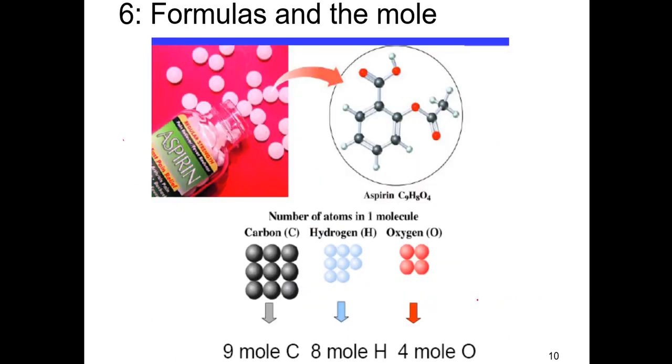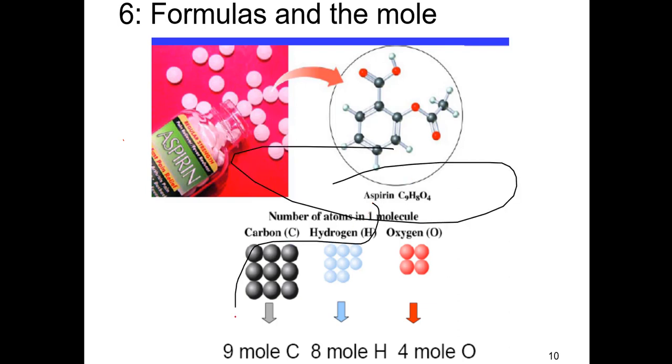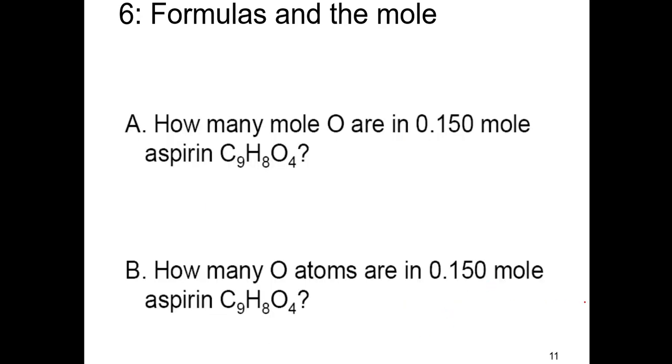So that was glucose. This right here is aspirin. And again, we can go ahead and break it up into moles of our aspirin. Let's do another one. So how many moles of oxygen are in 0.150 mole of aspirin? So in this case, I have 0.150 mole of C9H8O4.